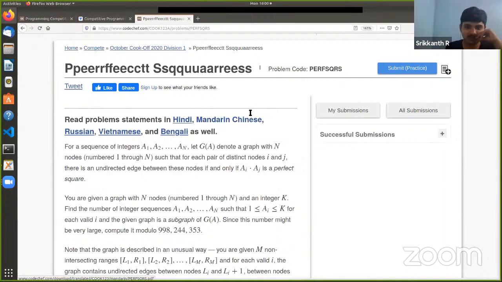Today I'm going to be discussing the solution to the recent cook-off problem, perfect squares.